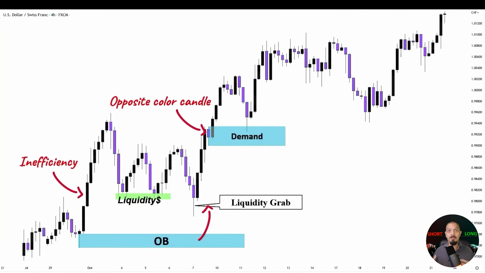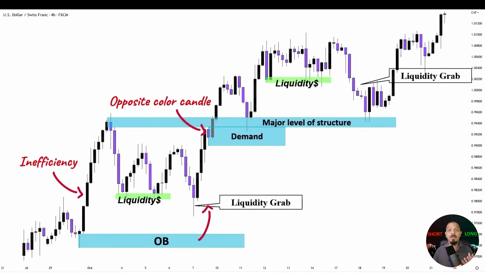And right at the top, there's a structure zone that has acted as both support and resistance more than once. That's another prime area to look for buys. These aren't random levels. They're zones with logic and structure behind them.